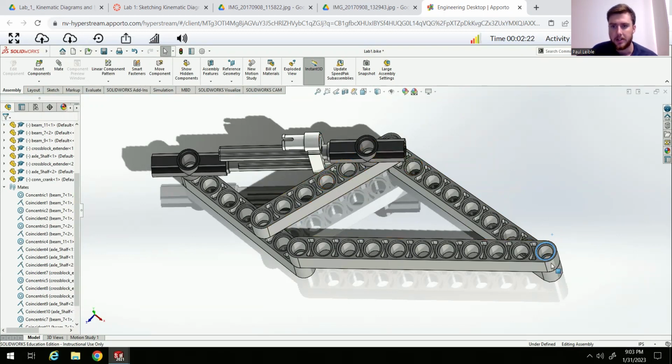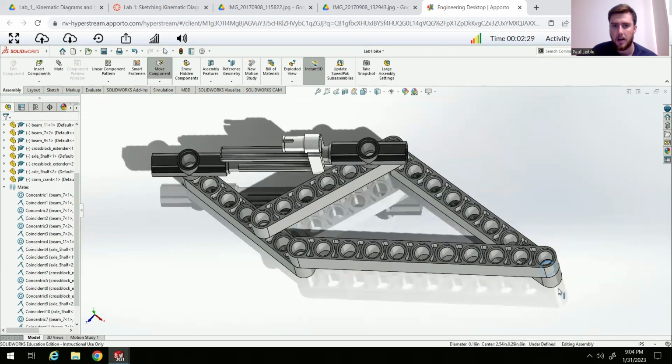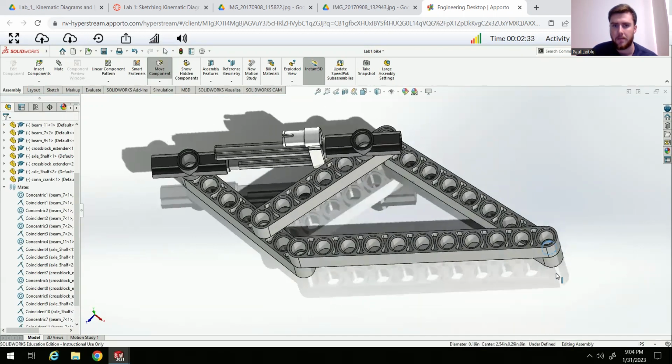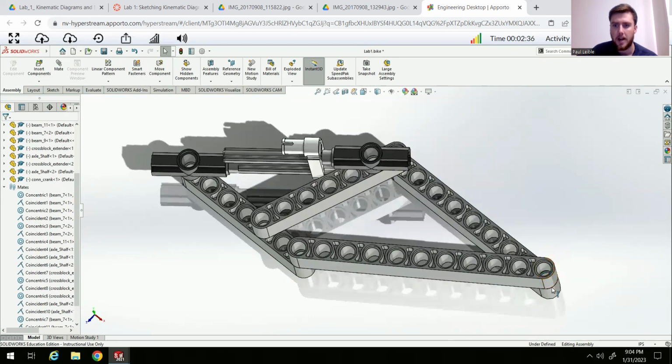And here in SolidWorks, we can see the movement like this. And again, the rear tire would attach down here to the right, and it would attach to the rest of the bicycle here on the left section.